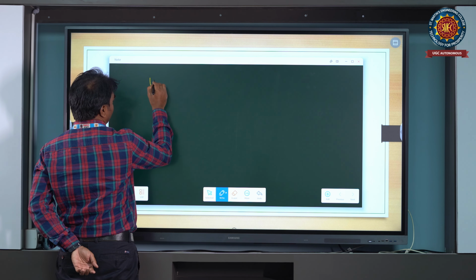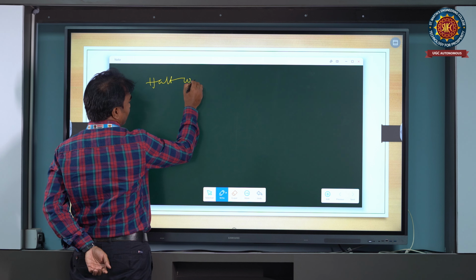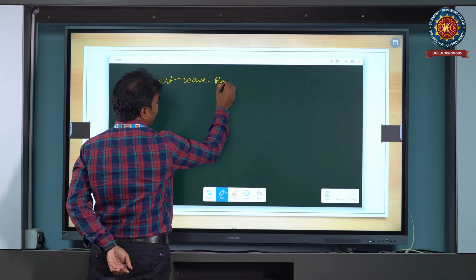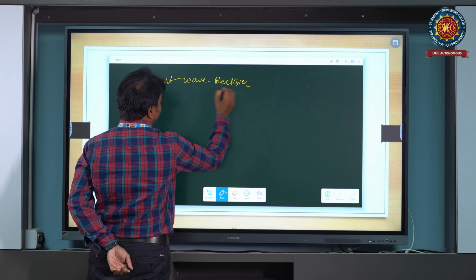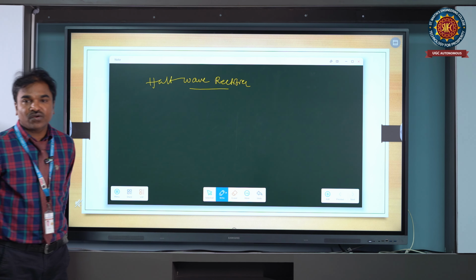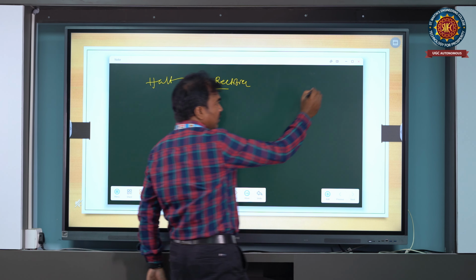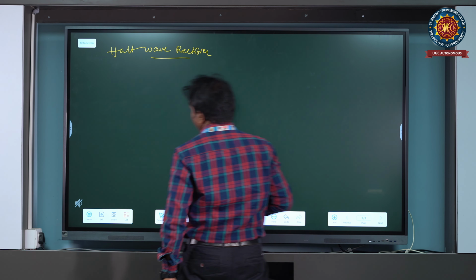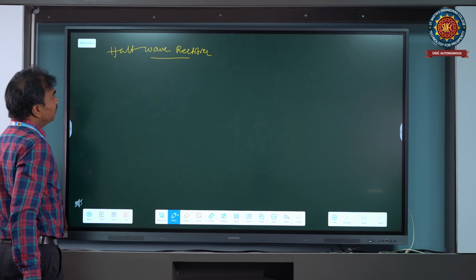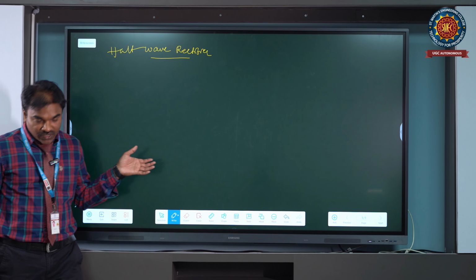So, half wave rectifier, full wave rectifier, and bridge rectifier. First, the half wave rectifier. What is the basic operation of the half wave rectifier?